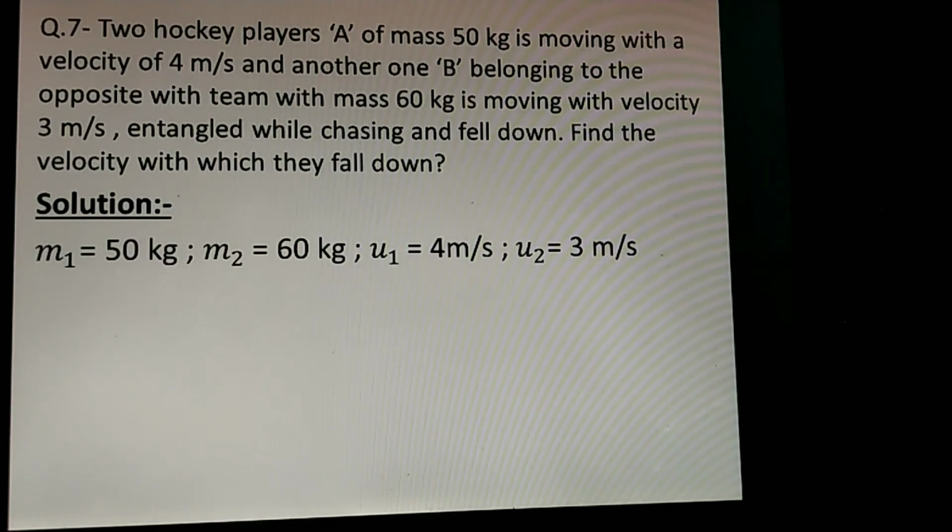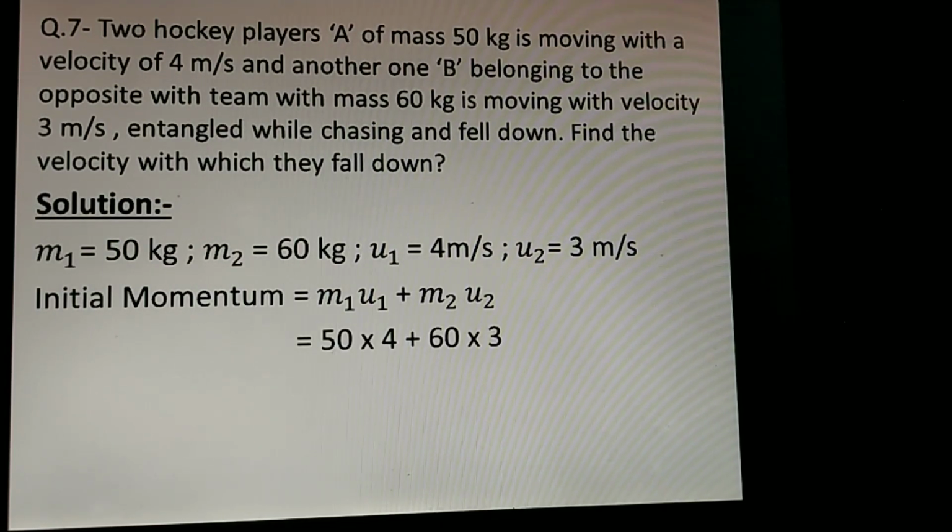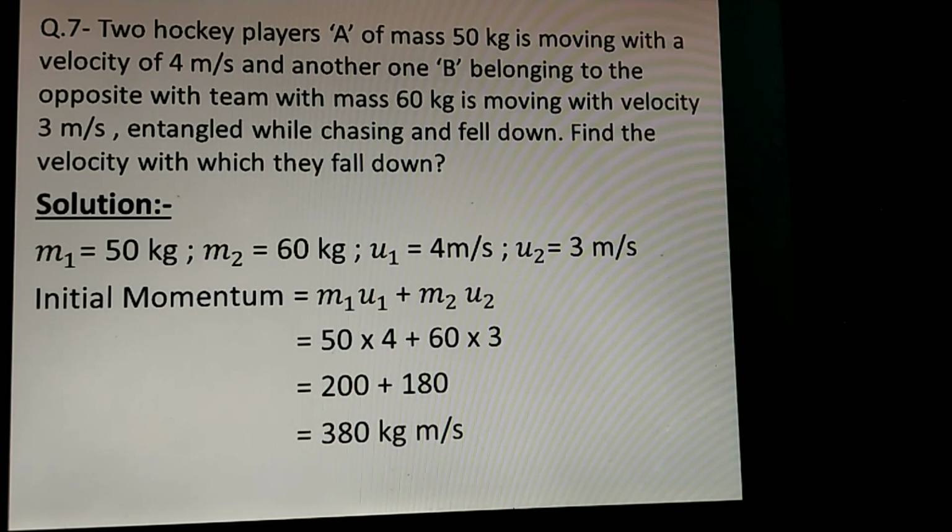Then the values which are given according to the question, M1 that is 50 kg. Now remember here M1 represents player A, M2 player B. Okay, U1 is the initial velocity for player 1, and U2 is the initial velocity for player 2. So first we have to find out the initial momentum. So the formula is M1 U1 plus M2 U2. Now put all the values. After substituting and solving that, we will get 380 kg meter per second. This is the initial momentum. Now we are going to find out the final momentum.